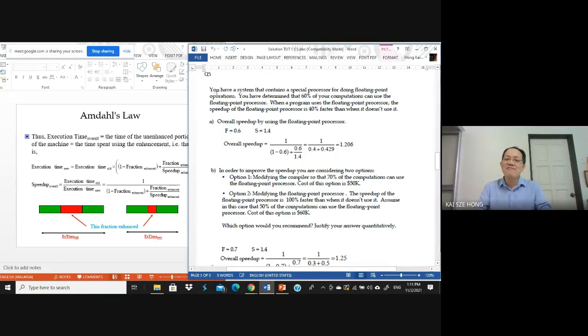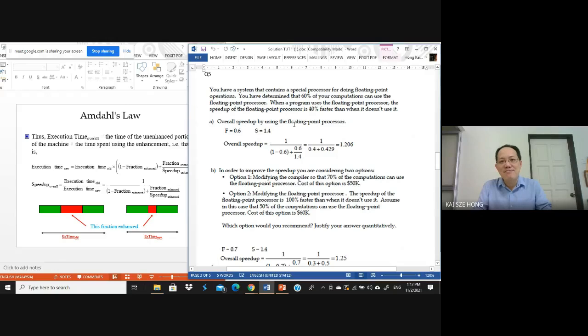So for question number 5, you have a system that contains a special processor for doing floating point operations. You have determined that 60% of your computations can use the floating point processor. Okay, 60% only. You will have the improvement. So the speed up is 40% faster when it does than when it doesn't use it.